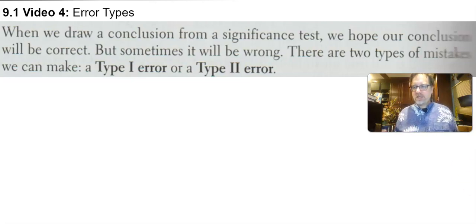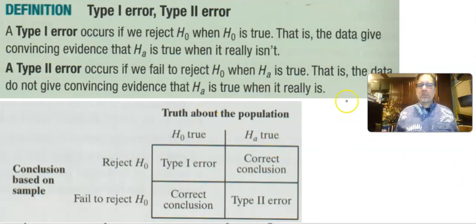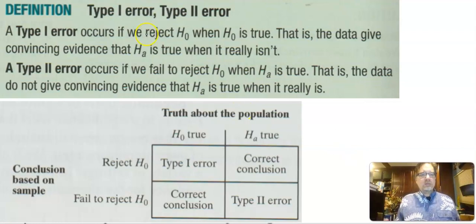All right, so let's take a look at this. Our two types of errors are type 1 errors and type 2 errors. I struggle, I'll be honest, I struggle with this first part. A type 1 error occurs if we reject the null hypothesis when the null hypothesis is true. I don't like that part. The part I like, a type 1 error happens.